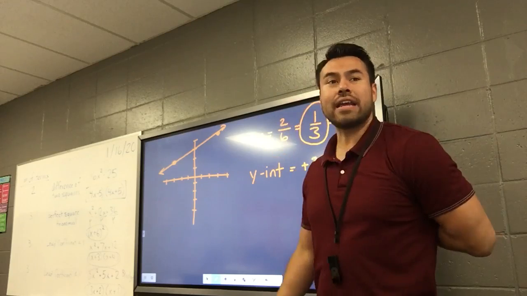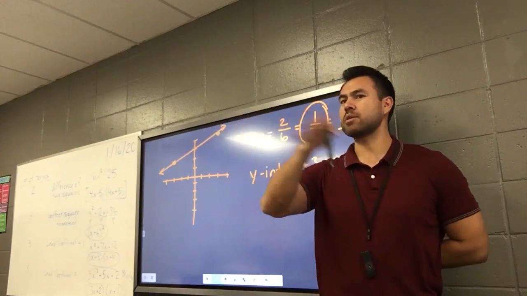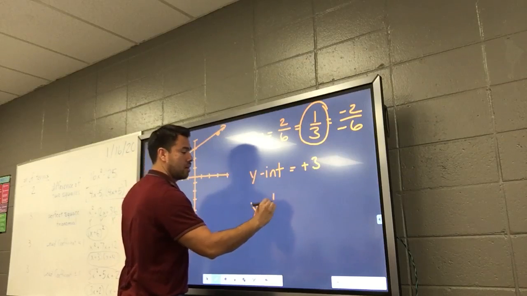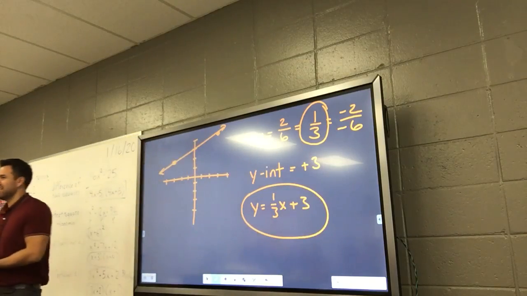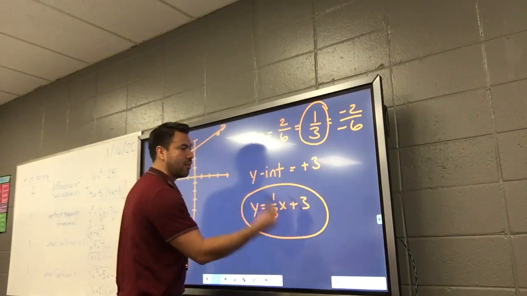Did anyone write it in slope-intercept form? If you haven't, try it. Put it in y equals mx plus b format. Y equals 1/3 x plus 3. That is correct. Is the slope in my y equals mx plus b form multiplying x? Is my y-intercept adding to x? You're allowed to look at it. Yeah, these two are being added.